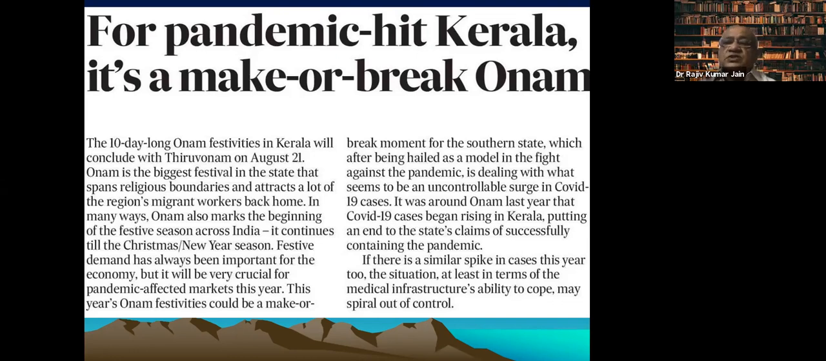This year's Onam festivities could be a make or break moment for the southern state, which after being hailed as a model in the fight against the pandemic, is dealing with what seems to be an uncontrollable surge in COVID-19 cases. It was around Onam last year that COVID-19 cases began rising in Kerala, putting an end to the state's claims of successfully containing the pandemic. If there is a similar spike in cases this year too, the situation, at least in terms of the medical infrastructure's ability to cope, may spiral out of control. That's a warning. Next slide, please.